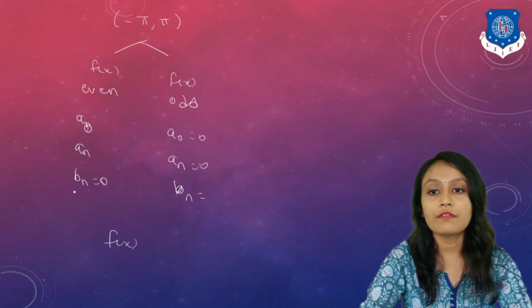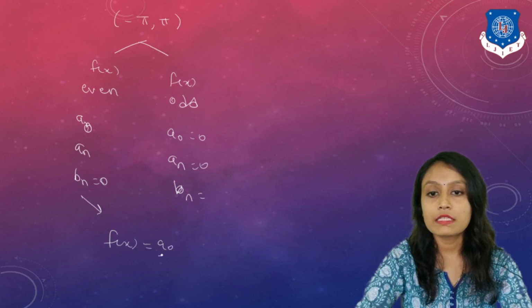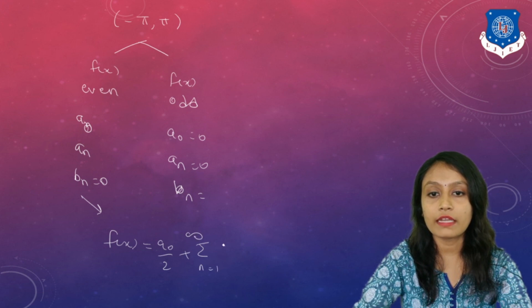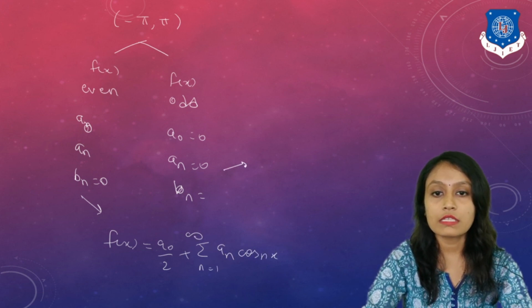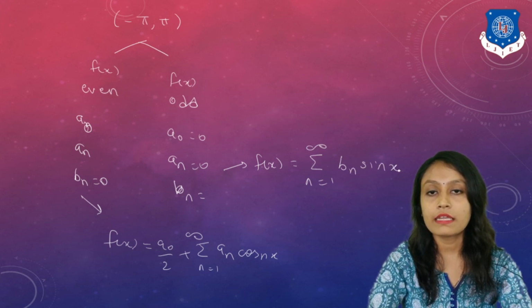So for an even function, f of x will be a0 by 2 plus summation n from 1 to infinity an cos nx, and for an odd function, we will have f of x is equal to summation n from 1 to infinity bn sin nx.